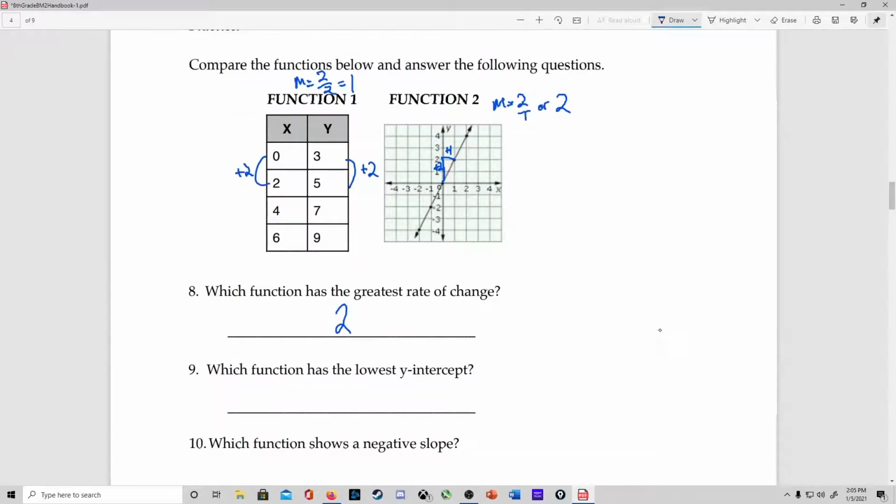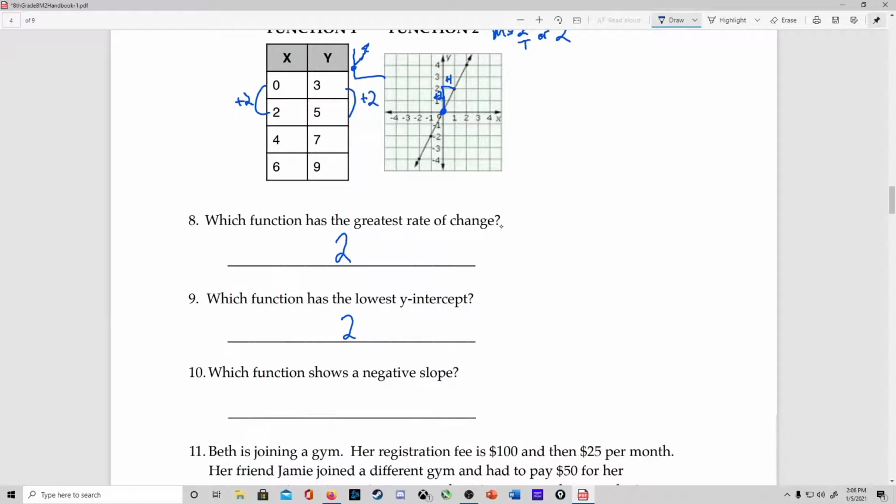Which one has the lowest y-intercept? Well, we know here the y-intercept is 0, 0. And here it's where x equals 0, it's 3. So this one's lower, so that's also going to be function 2. And which one shows negative slope? Well, this one's going up. And if I graphed this one, 0, 3 would be here. 2, 5 would be there. So neither one of them has a negative slope. So neither.